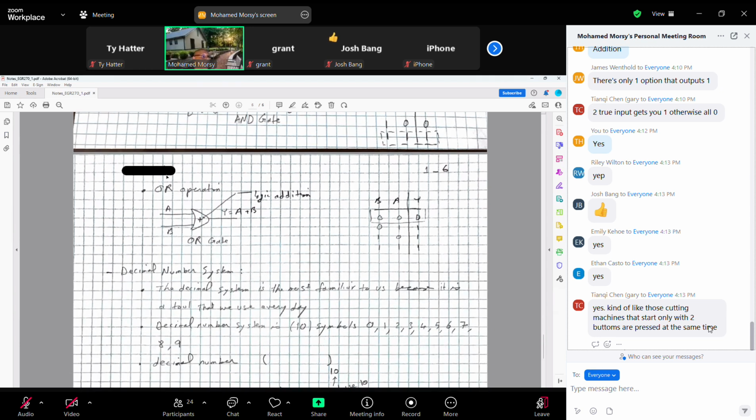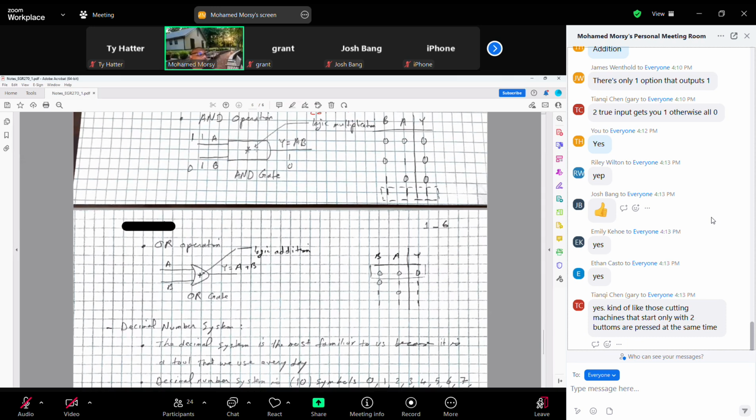Now the other one is the OR operation. The OR operation has a symbol like this, and the AND operation has a symbol like this, and I put the sign of multiplication here just to remember this is logic multiplication.